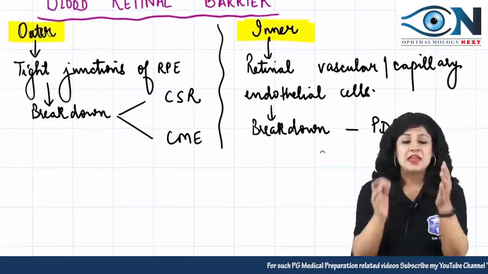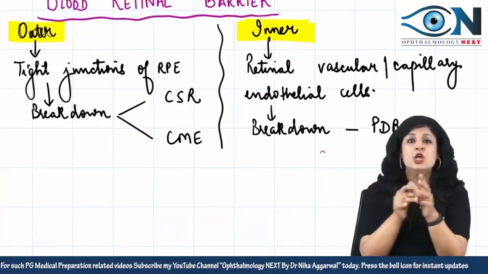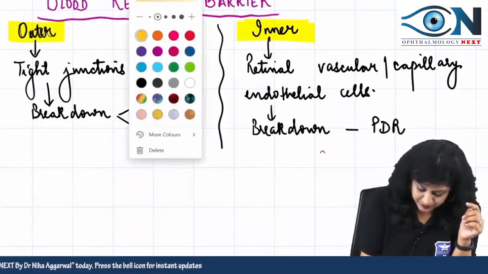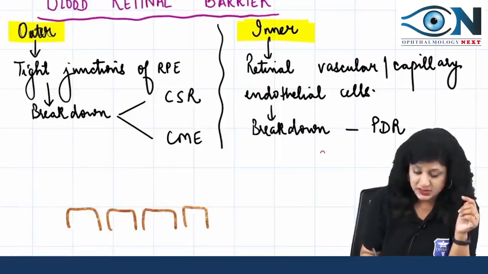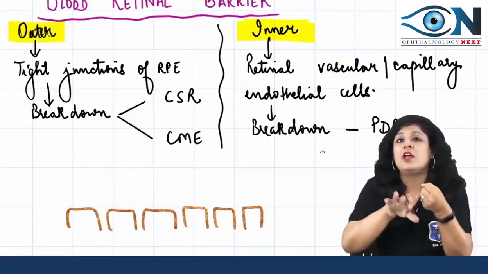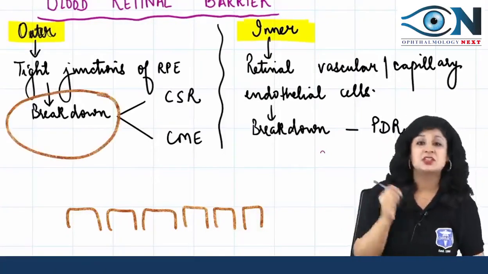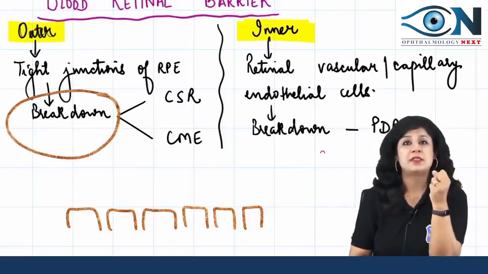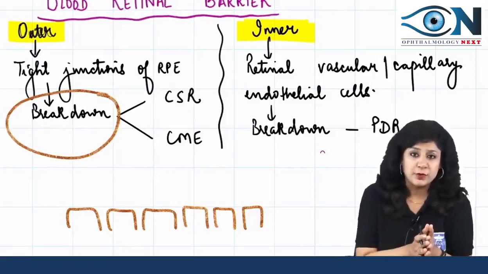RPE layer. So we have got tight junctions between the retinal pigment epithelial cells. So those tight junctions, if I show you this layer, okay, we have got the tight junctions here. So if this is your RPE layer, we have got tight junctions which are not allowing the fluid to pass. So whenever you have got the breakdown of these tight junctions, like which takes place in cases of central serous retinopathy, we have got the CME, there will be collection of fluid.